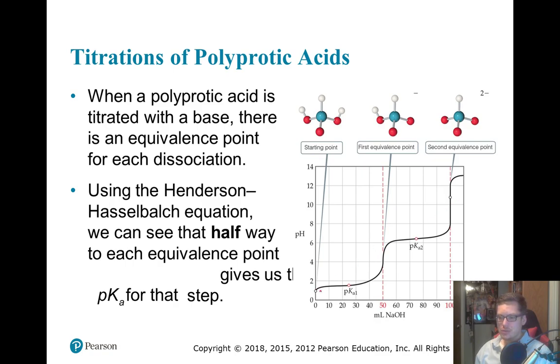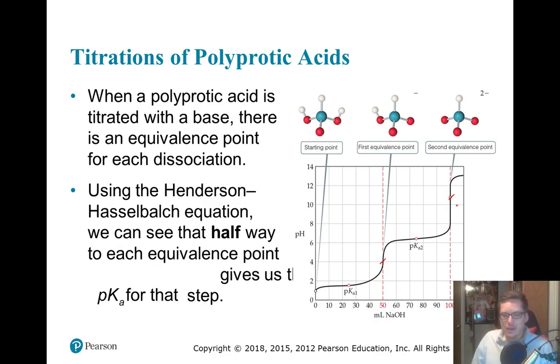So here's your starting point. The first hydrogen is being titrated and it comes off, and so this would be your first equivalence point right here. And then a second hydrogen comes off, and there's your second equivalence point. Depending on how many hydrogens can come off, you're going to have that many equivalence points.